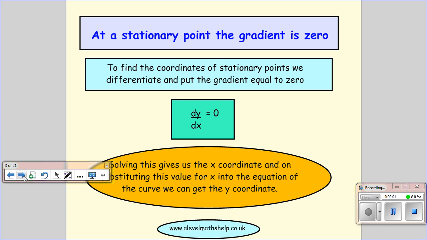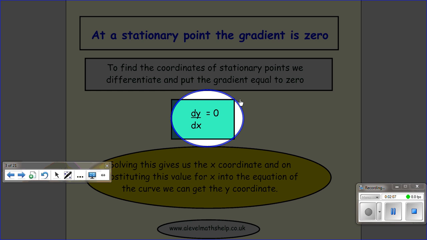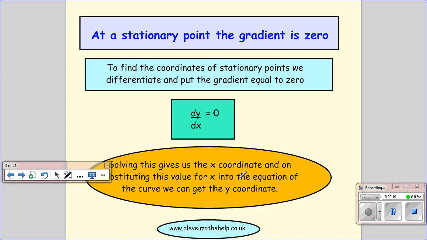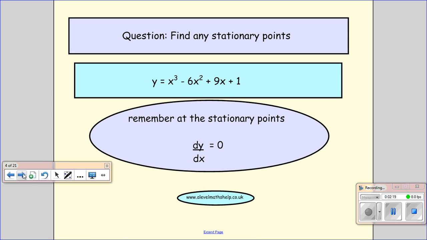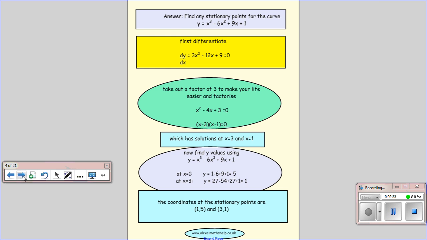Okay, so to find the stationary point, what we do is we set our gradient, our dy by dx, equal to 0. And then we solve this basically to give us some x coordinates. We then go back and get our y coordinates. Okay, so here's a question. If you're feeling confident, off you go on your own. Pause the video and then come back to the next slide when you're ready. If you're not feeling so confident, you can do it with me.